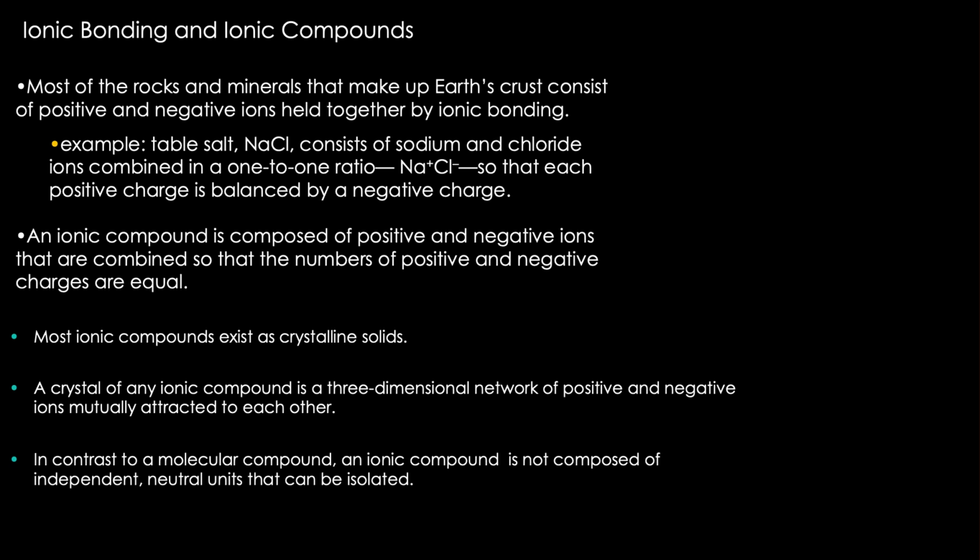An ionic compound, which we know, is composed of positive and negative ions, so cations and anions, that are combined so that the numbers of positive and negative charges are equal. So most ionic compounds exist as crystalline solids. A crystal of any ionic compound is a three-dimensional network of positive and negative ions mutually attracted to each other. In contrast to a molecular compound, an ionic compound is not composed of independent neutral units that can be isolated.